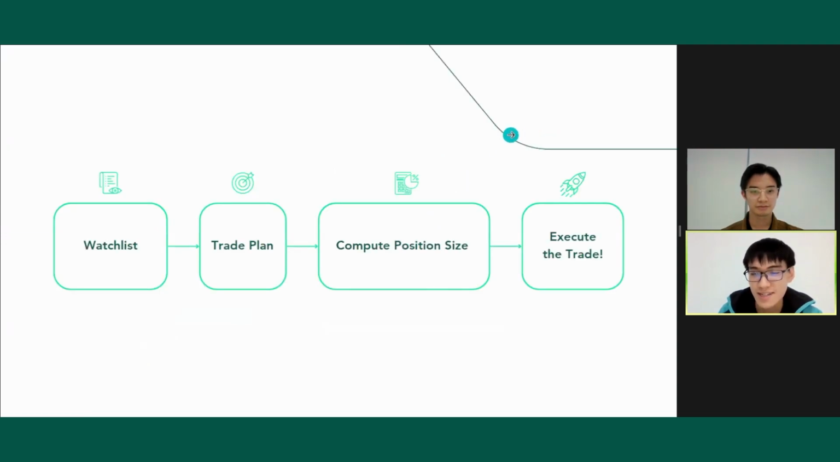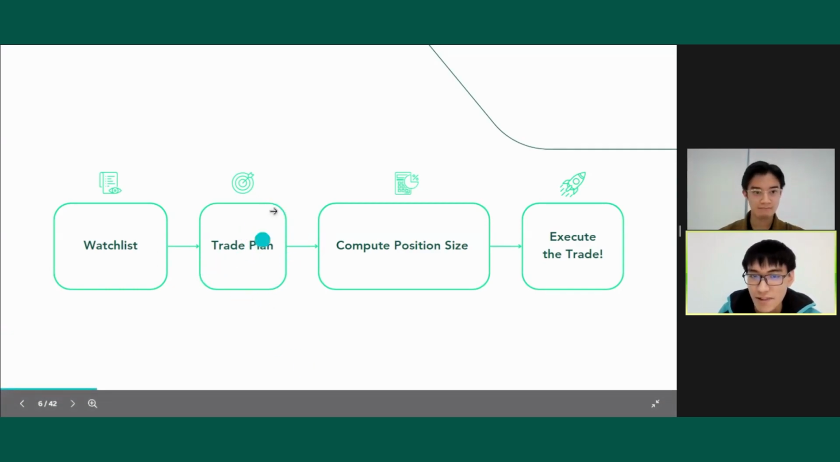So, let's just have a recap of what we've discussed in the past two webinars. So, first is creating your watch list using fundamental and technical analysis. Then once you've already crafted your watch list, you use technical analysis to plot your support and resistance. Then you determine your entry, stop loss, and target price. So that is your trade plan.